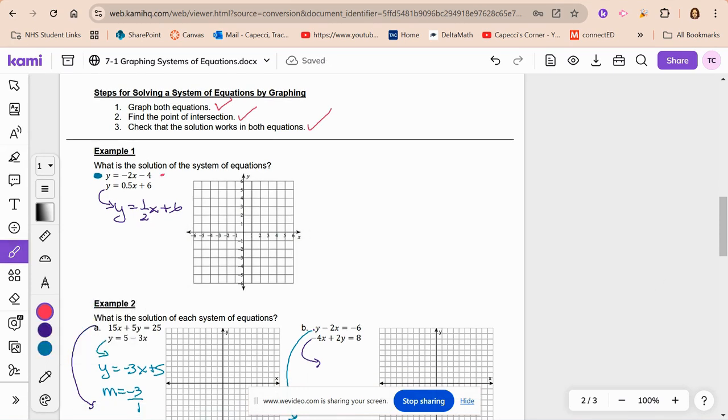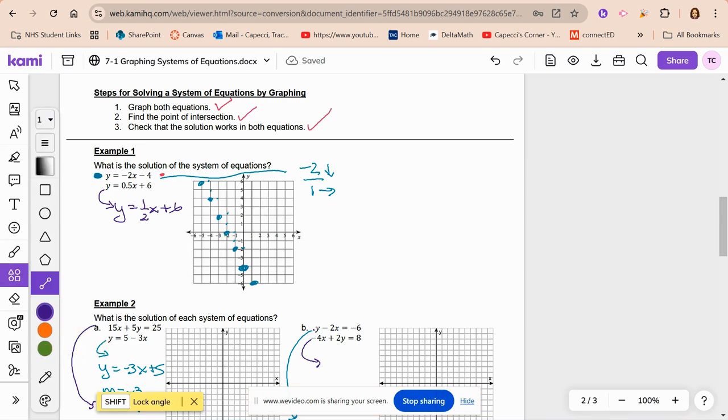Well, let's graph the first one. So my y-intercept is -4, right? And my slope here is going to be -2. So that's -2/1. So I'm going to go down and to the right. So I go down 2, right 1. And since I'm running out of room, I'm going to go the other direction. I'm going to go up 2, left 1, up 2, left 1. I'm going to do lots of points because I really don't know where these lines are going to meet. Okay? So I'm going to graph my line. Here's my line there.